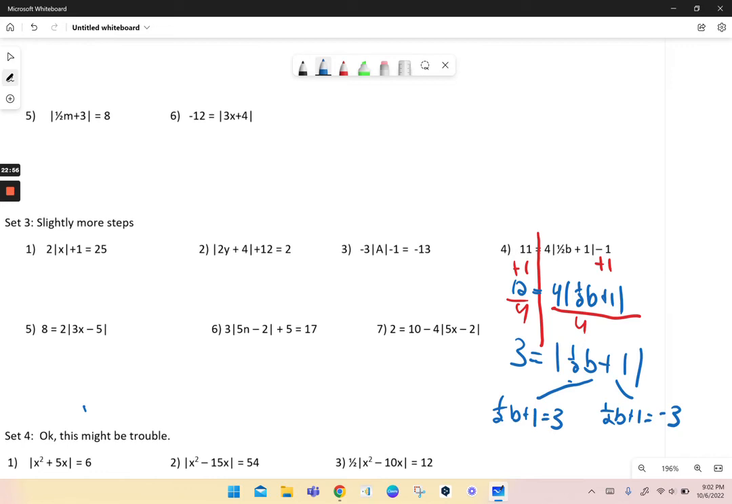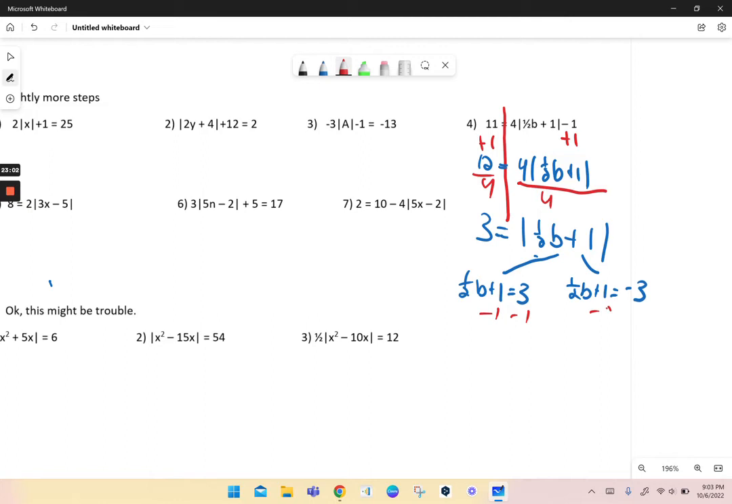Let's go ahead and subtract 1 on both sides from both of these. We'll just solve both at the same time. 1/2 b equals 2. 1/2 b equals negative 3 minus 1 is negative 4. And to get rid of a fraction, we're going to multiply by the reciprocal. So times 2 times 2. Multiplying by 2 cancels out with taking half of something. 2 halves is a whole.